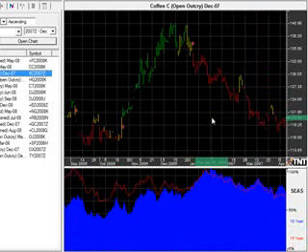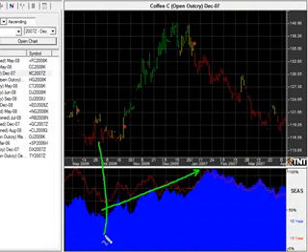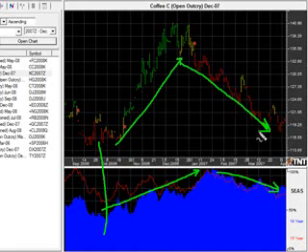This is coffee. Coffee is a pretty seasonal commodity, and you can see that it generally has a nice uptrend starting right in October, and then this one of course followed suit, and then we see a gentle fall off in price, which again of course followed suit. So this is a general overall trend that we see in coffee during this time of year.